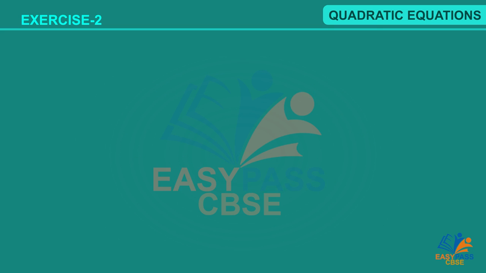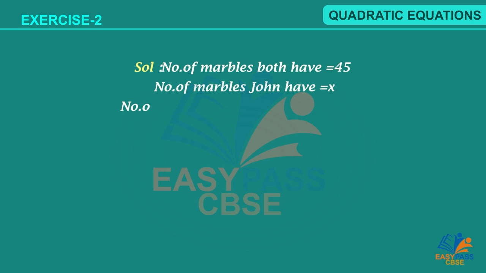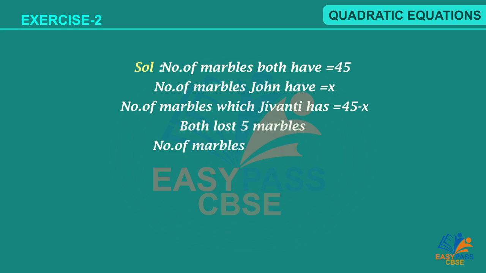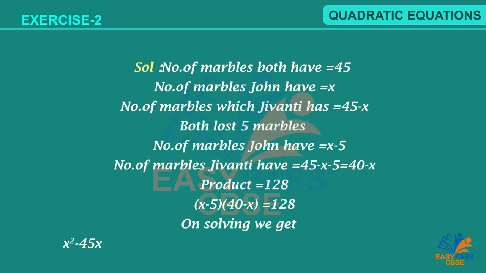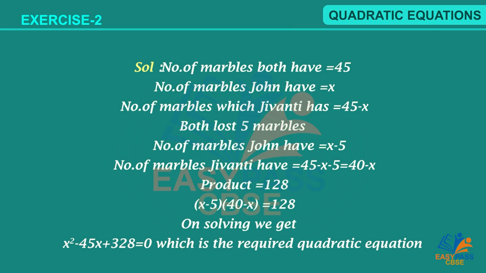Now, let us solve this. The number of marbles both have is 45. Let the number of marbles John has be x. Therefore, the number of marbles that Jeevanti has is equal to 45 minus x. Now, each lost 5 marbles. Therefore, the present number of marbles with John is x minus 5 and with Jeevanti is 40 minus x. According to the given condition, their product is equal to 128. That means (x minus 5) times (40 minus x) is equal to 128. Open the bracket on the left side, you get x square minus 45x plus 328 is equal to 0, which is the required quadratic equation.